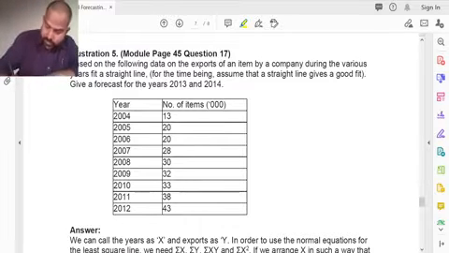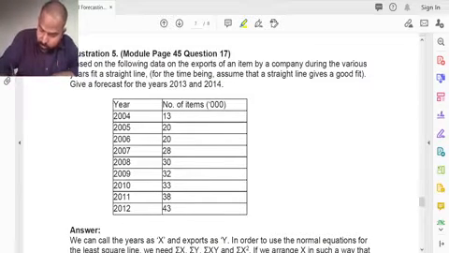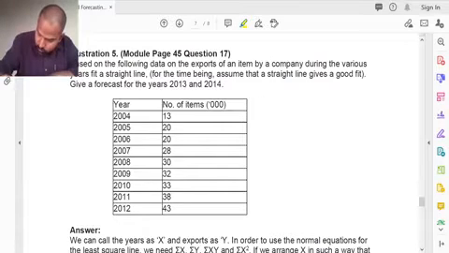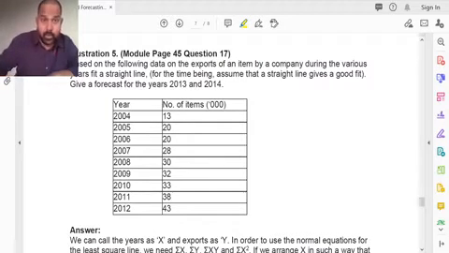So the data is given to me. I'll try and leave a line and write so that if there's anything extra to be written, then we can. So it is 2004, 2005, goes up till 2012, 2006, 2007, 2008, 2009, 2010, 2011, 2012. What is given to you?